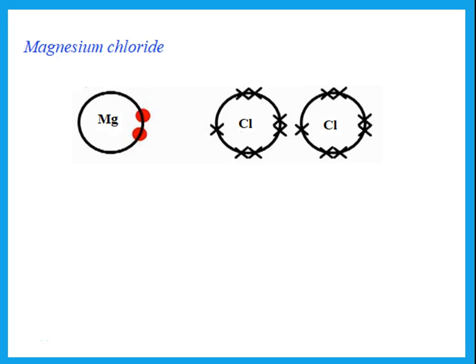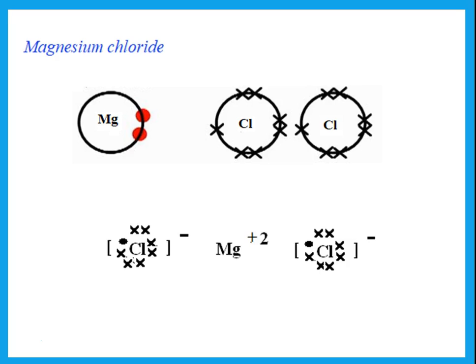It has to lose 2. So that means it will need 2 chlorines in order to receive the 2 electrons it's going to give. So the magnesium gives the 2 outermost electrons, so it becomes magnesium 2 plus, or magnesium plus 2. Now, it needs to give 2 electrons, but each chlorine needs only 1, and that means I need 2 chlorines to receive the 2 electrons given by the magnesium, and that's how you write it.